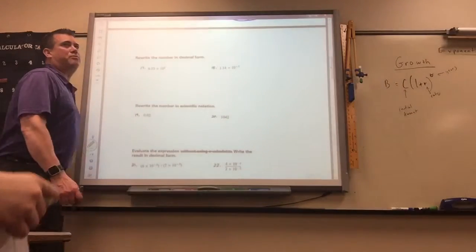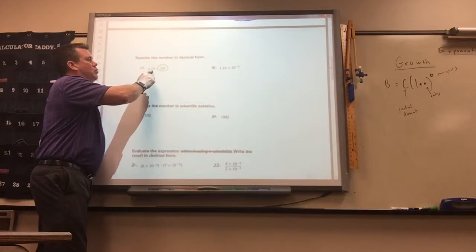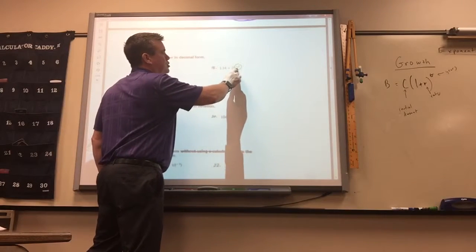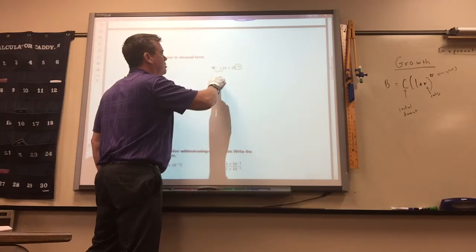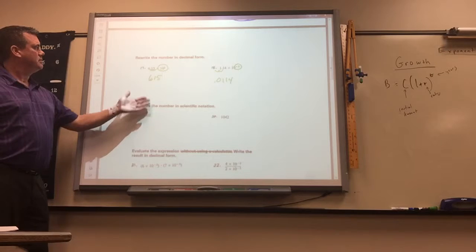Okay, rewrite in decimal form. This just means move the decimal 2 spots, 1, 2. Move the decimal left 2 spots because it's negative, 1, 2.